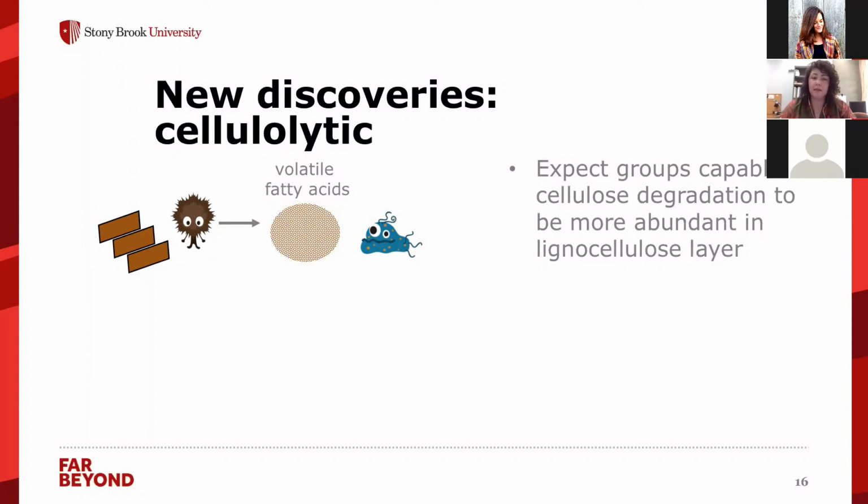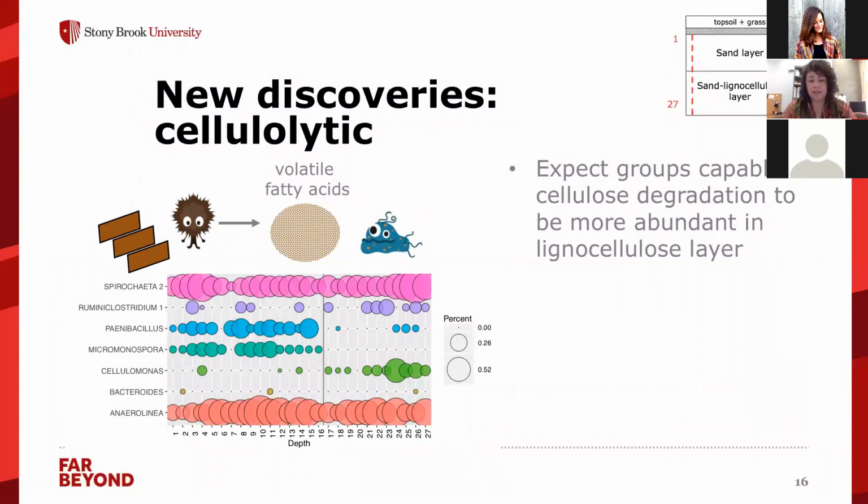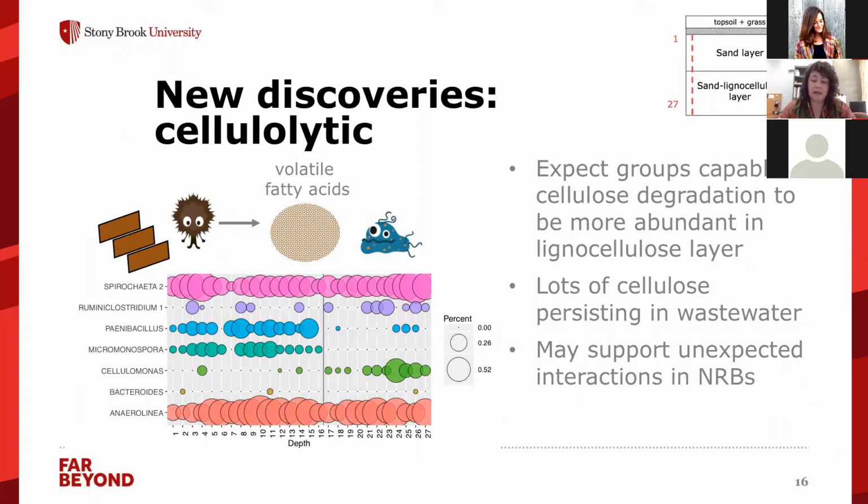So we expect the cellulolytic bacteria to be more abundant in the lignocellulose layer. But in fact, much like the denitrifiers, that wasn't the case. So again, we see from left to right is going top to bottom in the system with that black line delineating sand and sand lignocellulose layer, that they're all pretty much equally abundant in the sand and sand lignocellulose layer. And quite a few of these microbial genera are even preferentially found in the sand layer, where there's no lignocellulose, so we think. But in fact, there's been studies that have shown that lots of cellulose is actually persisting in wastewater up to this point, either by what we eat and then excrete, or even from toilet paper. And so this actually may be supporting unexpected interactions in the NRBs.